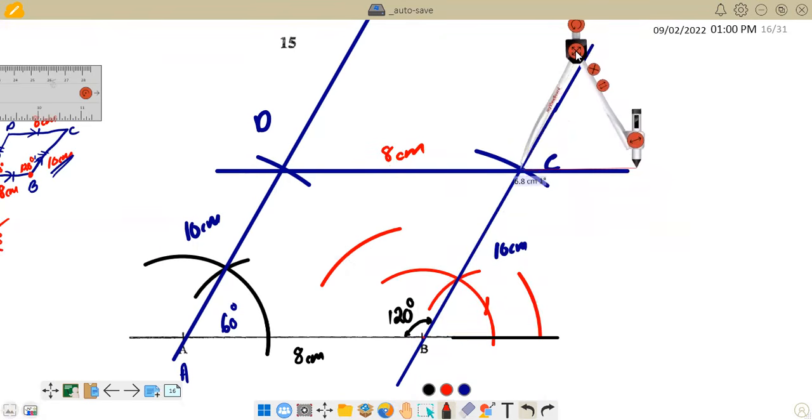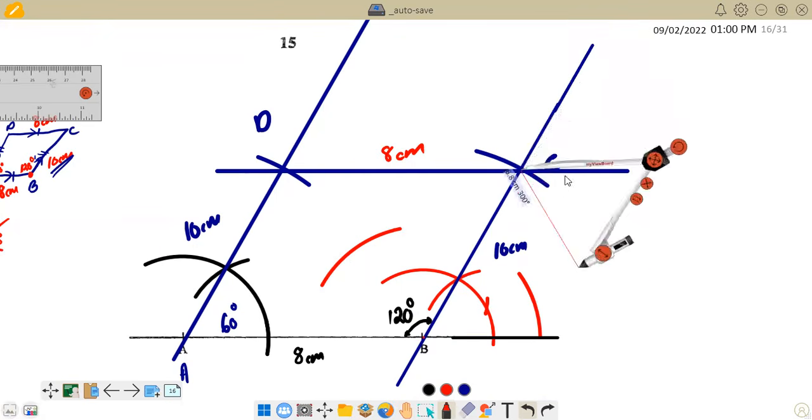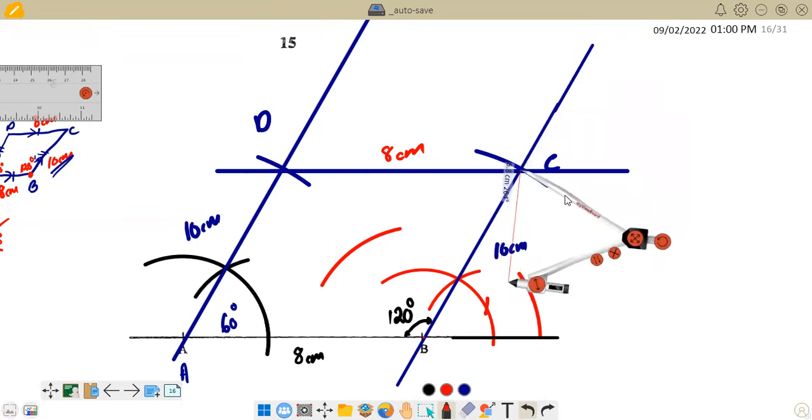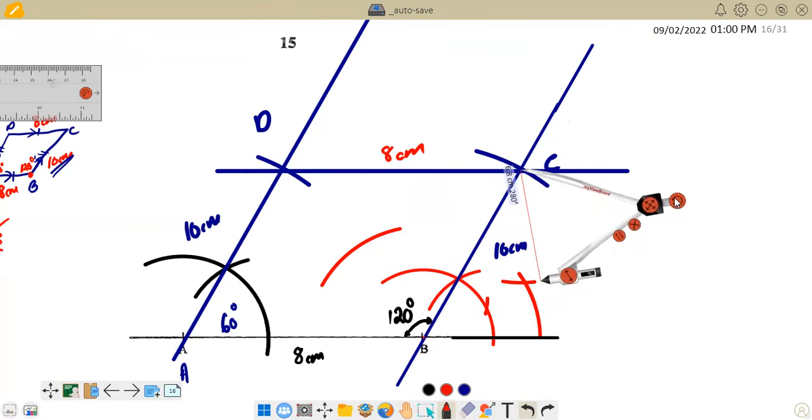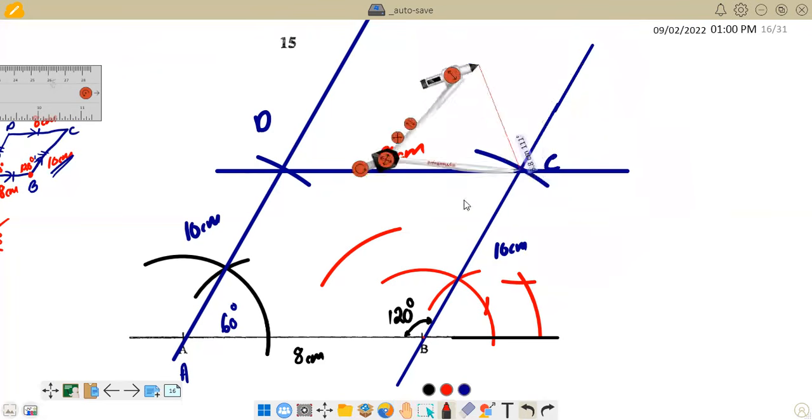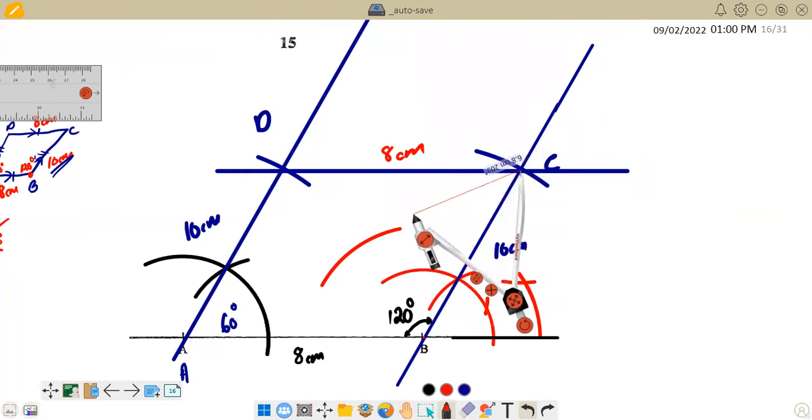Then at this point, C, you do the same. Make sure that you are somewhere here. You mark an arc. As you can see, they will meet at this point. You mark an arc at this side. We are done with this point. You do the same on the other side, marking an arc from this side. But here, you can see they're not joining.